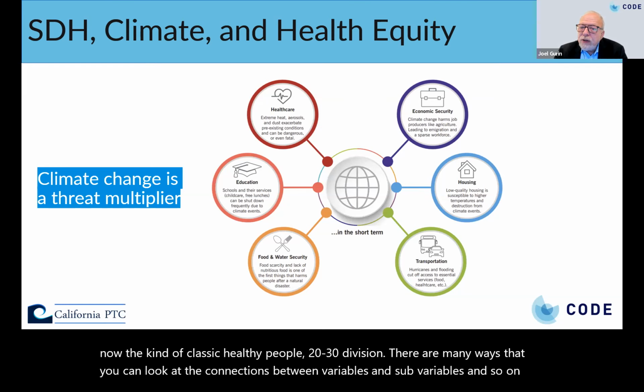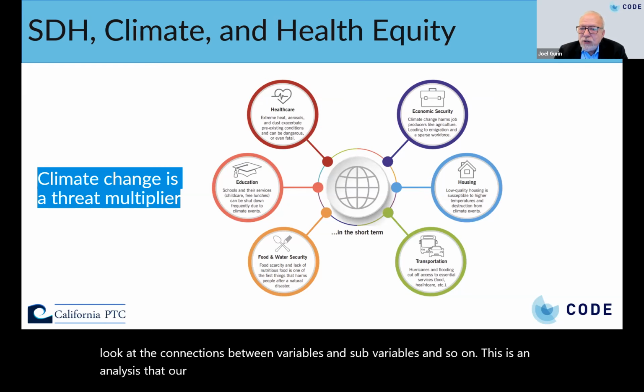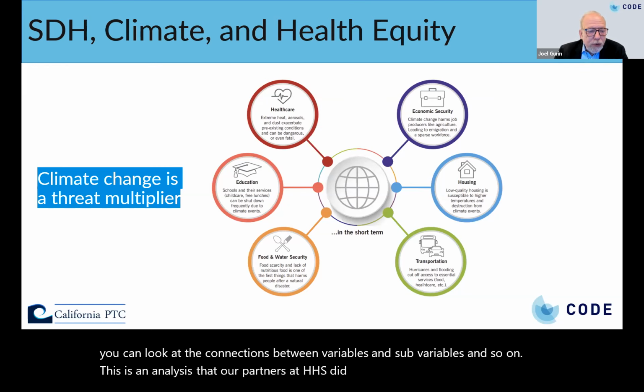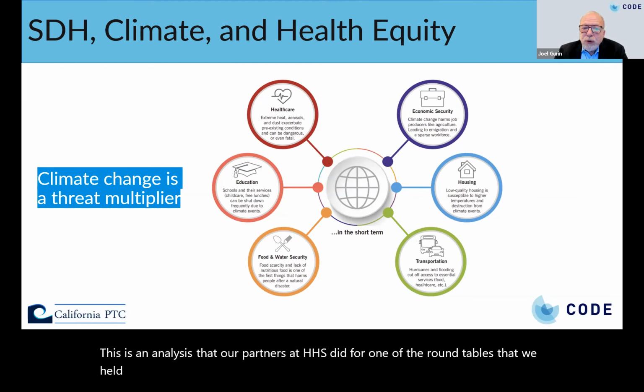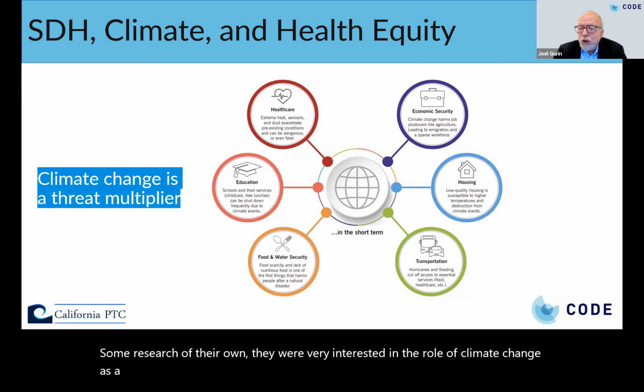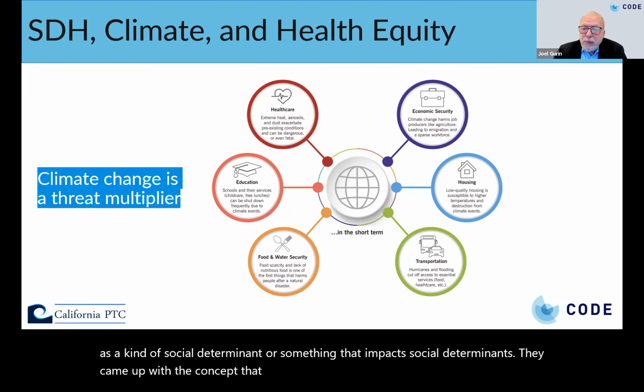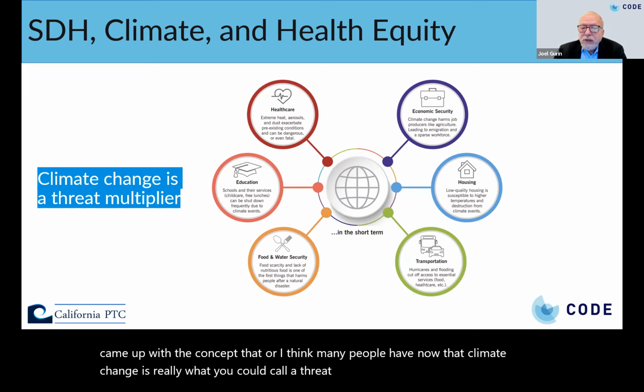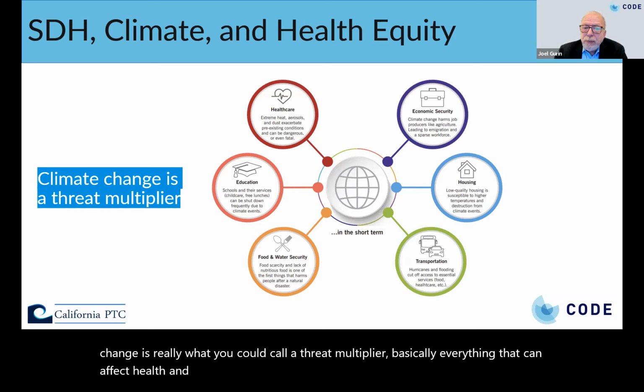This is an analysis that our partners at HHS did for one of the roundtables that we held, and through some research of their own. They were very interested in the role of climate change as a kind of social determinant or something that impacts social determinants. They came up with the concept, or I think many people have now, that climate change is really what you could call a threat multiplier. Basically, everything that can affect health in a bad way, climate change is going to make it worse.